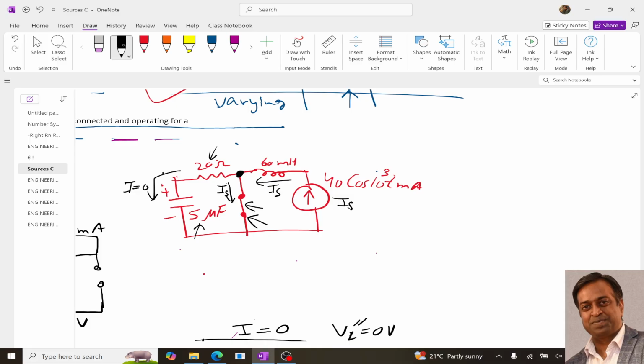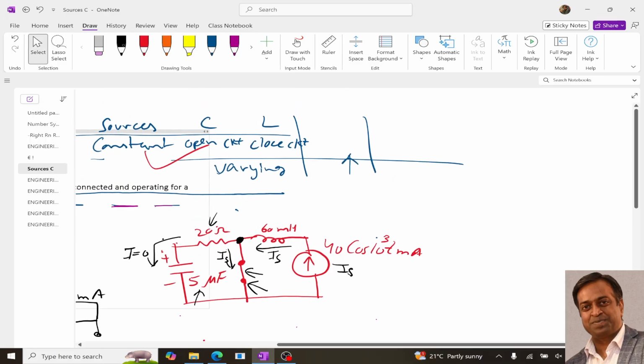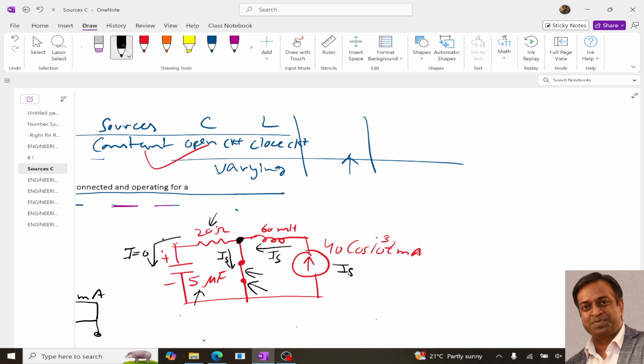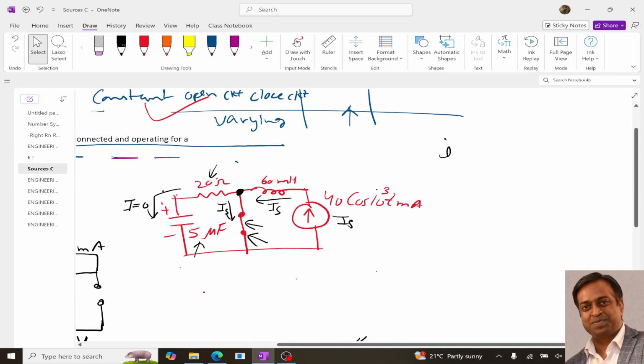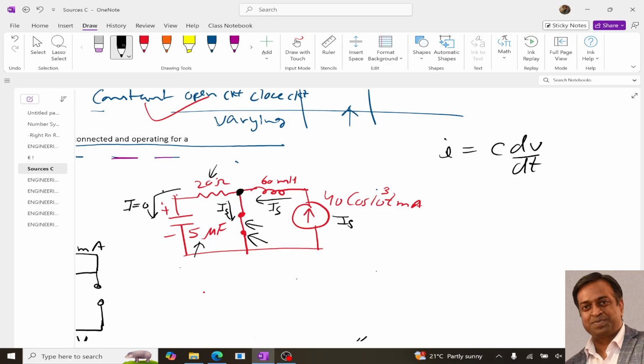And since current is not there, what will be the voltage? We know the formula for the current through the capacitor is I equals C dV by dt, right? Now voltage is expressed as the integration of I dt, right? Since I is 0, our voltage across the capacitor will be 0 volt.